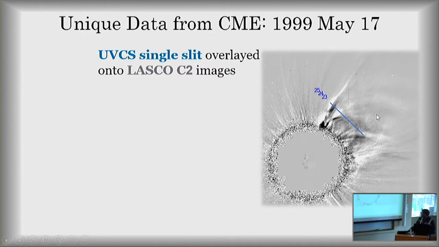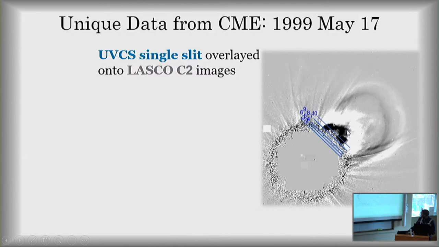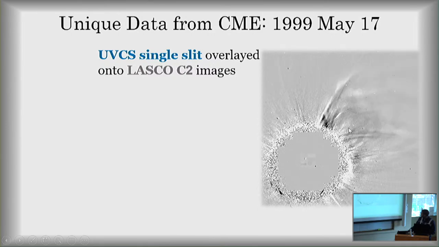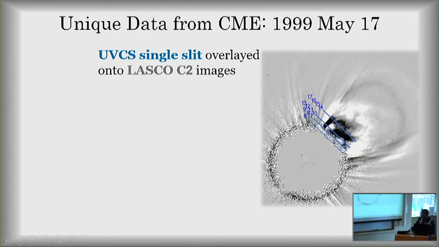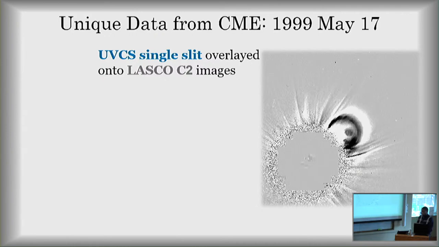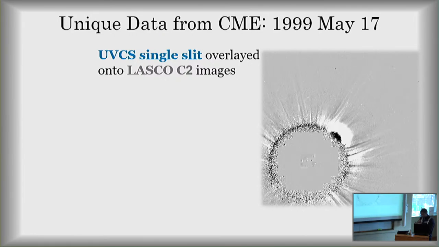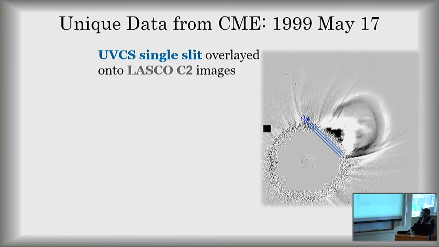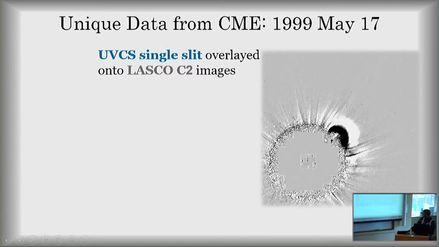What you're seeing here is the CME, the front edge here, and then the prominence core is very diffuse all there. The blue lines represent the UVCS slit. UVCS is a solar space-based instrument, the ultraviolet coronagraph spectrometer. It's a single slit spectrometer, so that's why I'm representing that slit with these blue lines.